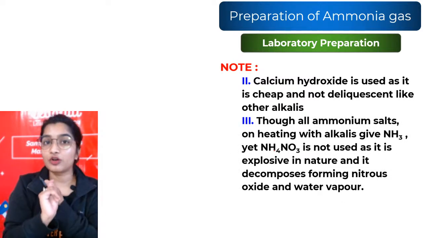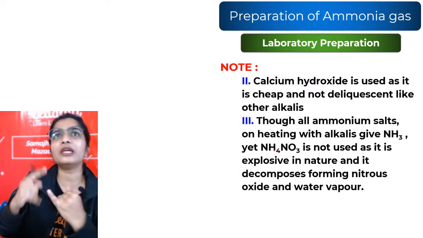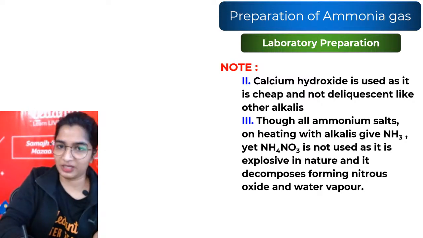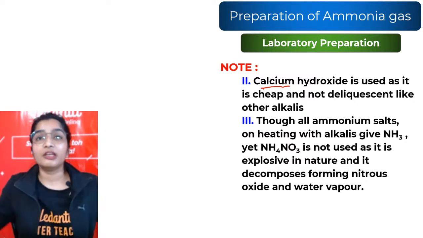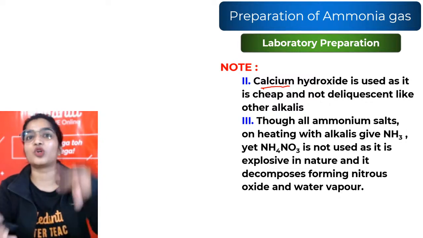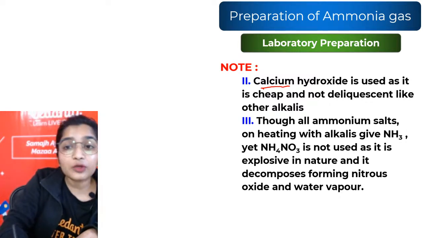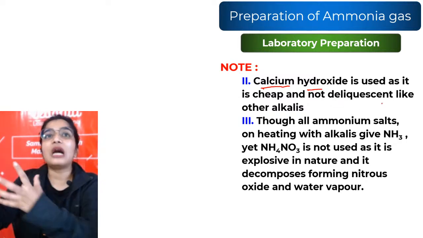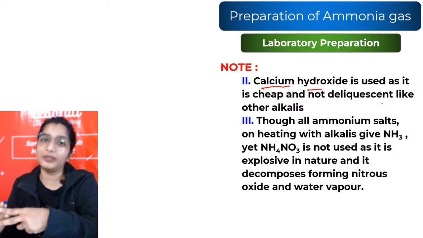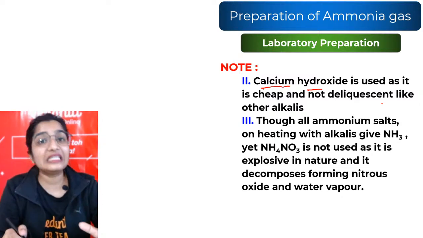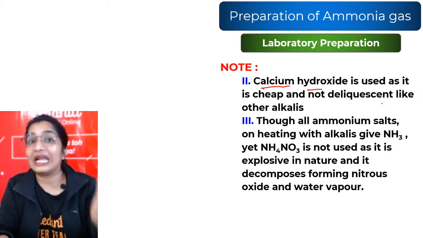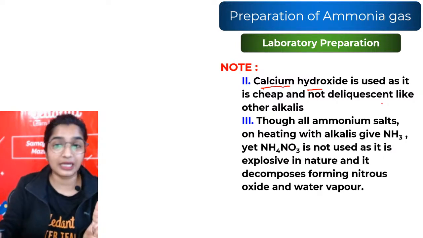So calcium hydroxide, why are we using it? We could have used KOH, NaOH. Because it is cheap. In an industrial process, it's not like we will take 3 grams or 2 grams, right? So calcium hydroxide is used as it is cheap and it is not deliquescent. That means the others are soluble, they just dissolve, but this is not like that. You will find it in the solid form. That is the reason we use calcium hydroxide and not the other alkalis.